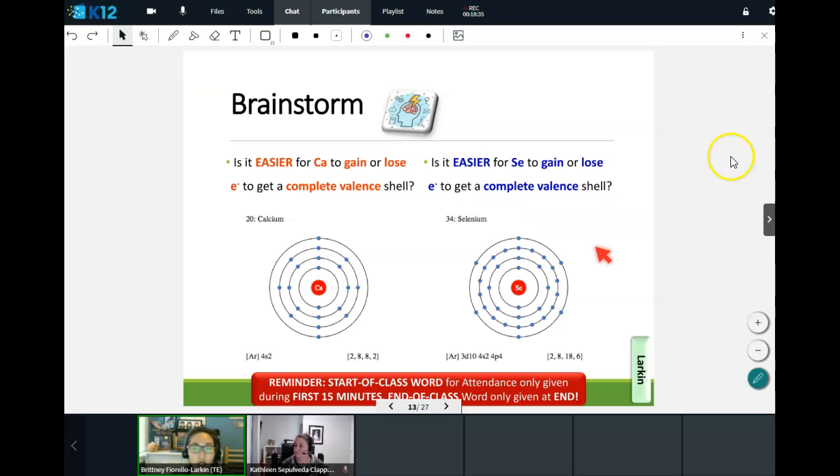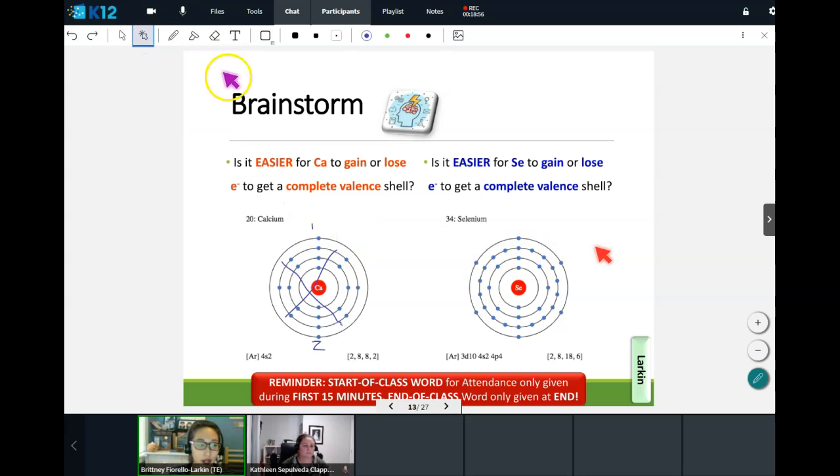Cool. All right, everybody. So let's go ahead and actually figure out, what do we do if they're not happy? How can we make them happy? So let's take a look at calcium. Calcium is actually a lot like magnesium. It also only has 2 valence electrons. So here we go, 1, 2. All right, so based on this, remember, they want 8 in total. They want a full valence shell.